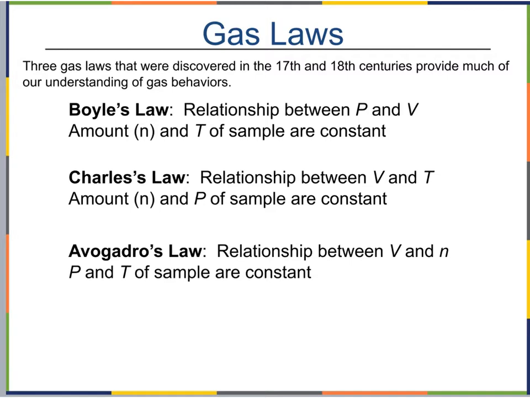Most of this is done with electronic pressure gauges now. Okay, so let's talk about the laws that govern how gases behave. And you've probably heard of these before. The first one is Boyle's law, and Boyle's law talks about the relationship between pressure and volume. The rest of the measures remain constant, so the amount of gas and the temperature of that particular sample are going to remain constant.